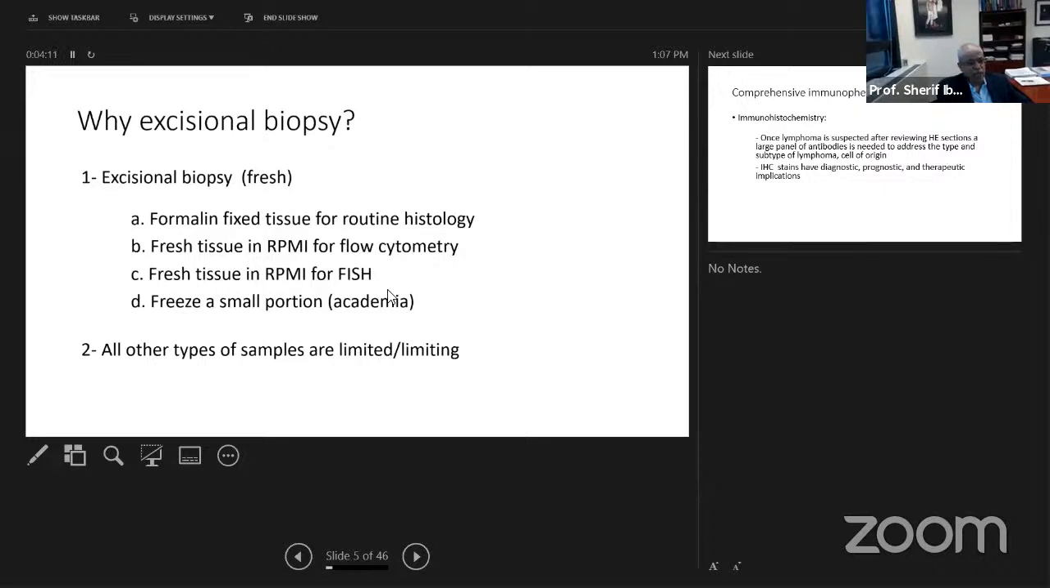And if you are in academia and you have extra tissue, actually it's fantastic if you can freeze a piece and keep it in minus 20 or 70 for the future. It comes in handy when you have a new drug or a new trial in which you want to have tissue to look at. That's very helpful.